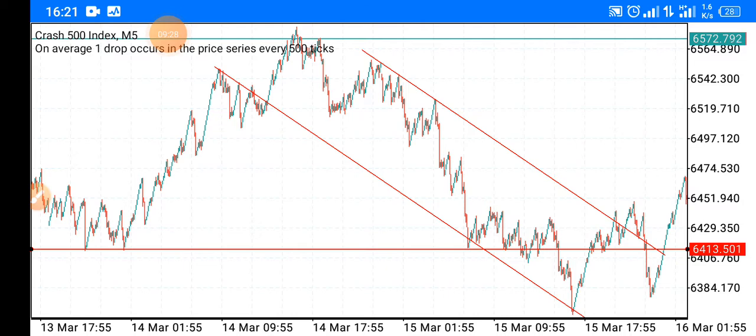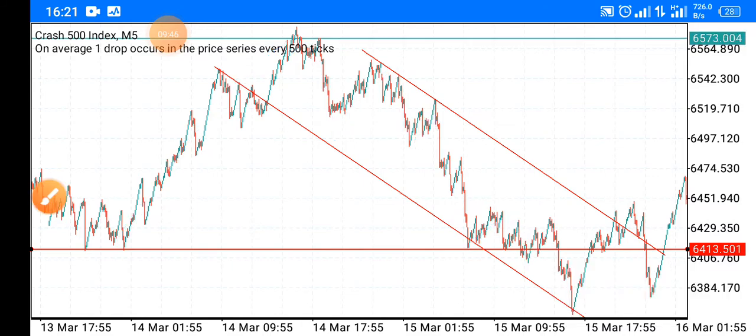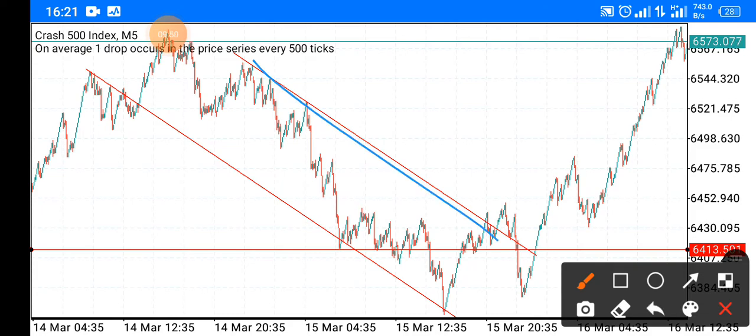So right here, you can notice what? An impulsive move, right? Right there. And then our pullback, creating what? A series of lower lows, right? So we enter on what? On the breakout of what? Of this flag right here. This is the flag right there.